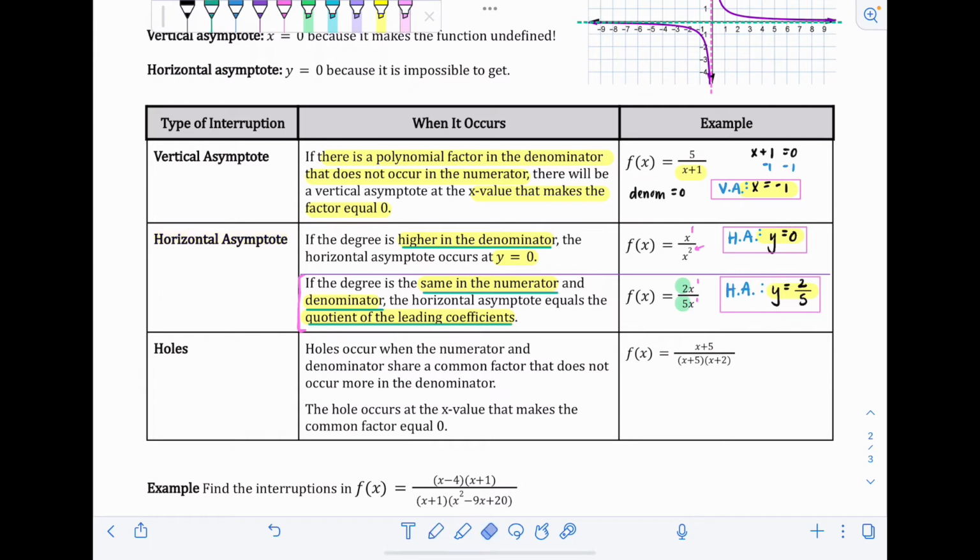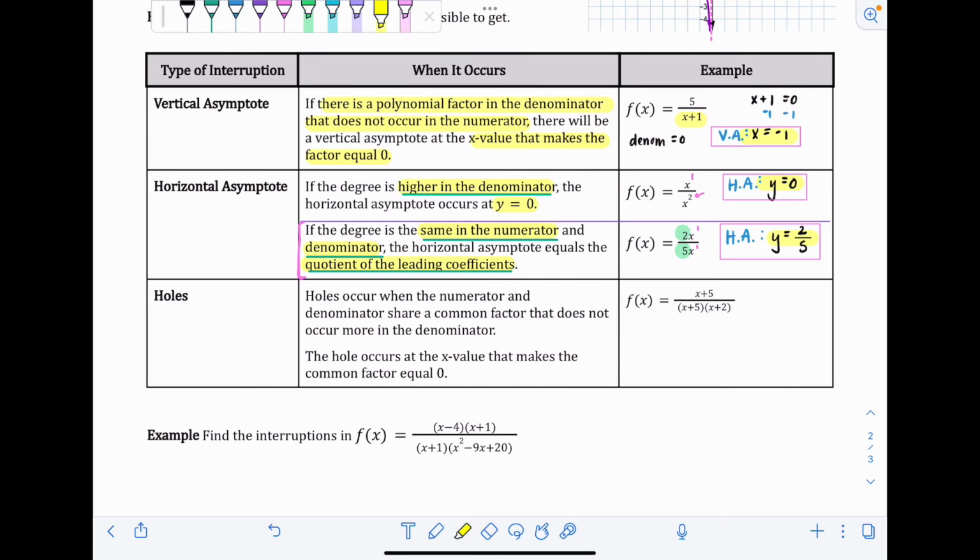Okay, and then last little part. So for holes, they occur when the numerator and denominator share a common factor that does not occur more in the denominator. So if we look at our function, there's an x plus 5 in the numerator and an x plus 5 in the denominator. So they share a common factor.